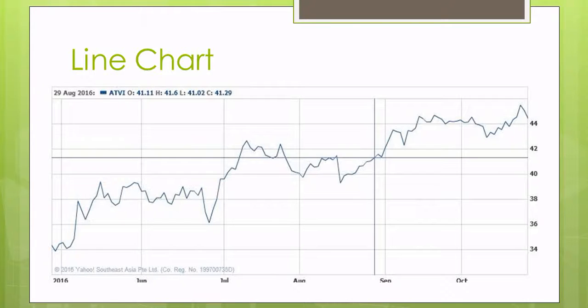So here is a line chart, and you can see that the daily closing prices are connected with a line, and this forms a line chart. So this is the most basic of all the charts. Okay, let's move on to the next chart, the bar chart.